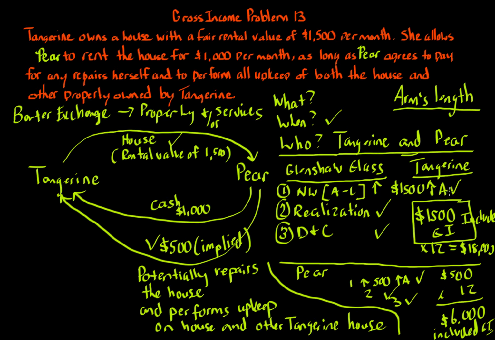So to summarize this, there's a barter exchange element going on here, and we had to break it up with a portion cash and whatnot with the house. Tangerine has to include $18,000 during the year, $1,500 per month. $18,000 is included over the entire year on the tax return. And then Pear has to include $6,000 because of this service element that takes place.